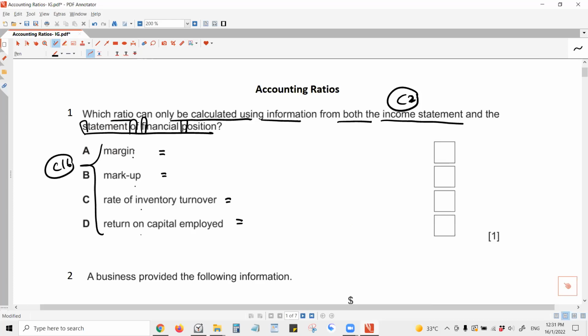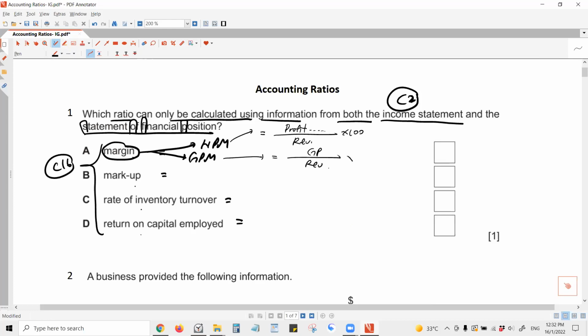Okay, margin, you know there are 2 types of margin. One is net profit margin, another is gross profit margin. So which margin are they meaning here? I also do not know, but we do whatever we can here. Net profit margin equals profit for the year on top, revenue at the bottom, times 100. Gross profit margin equals gross profit on top, revenue at the bottom, times 100.